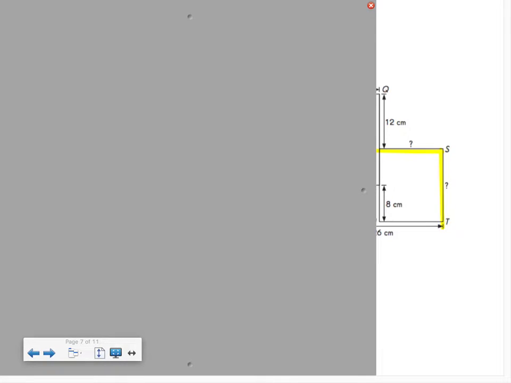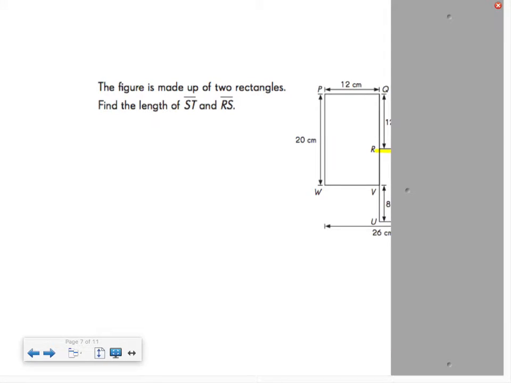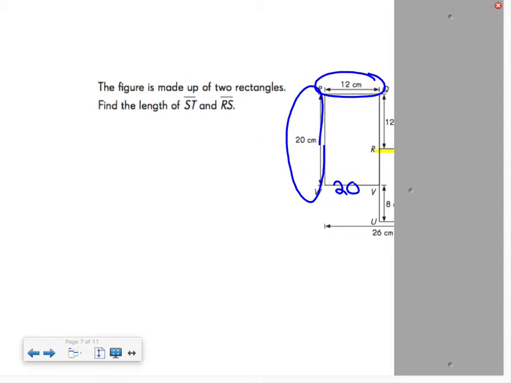So, let's see. Well, it's not really helpful. I don't really have anything there. So instead of doing that side, I'm going to problem solve and then do the other side, because I don't know what to do there. And I see that this whole side up here is 20. So I know down here is 20. And I see that this whole side is, oops, I lied, 12.